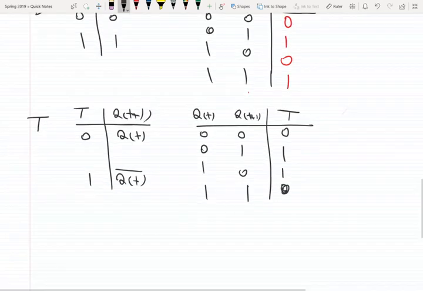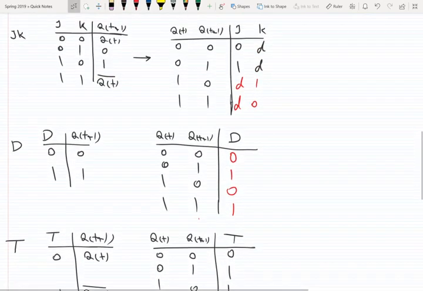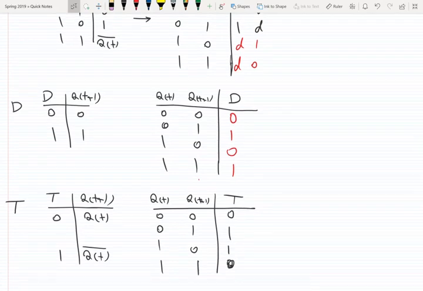Okay, so this was about the excitation table of different flip-flops. We need this excitation table to solve the problems. Okay, one more thing. Before moving to the next part, one other thing that I should mention.